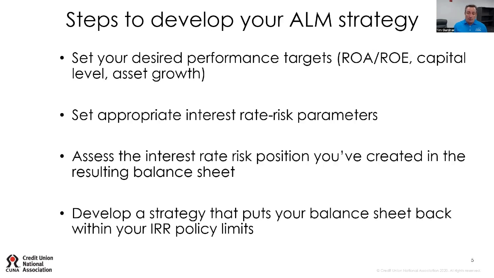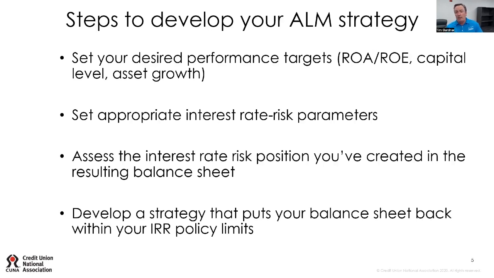And then if we're inside the parameters, that's good. Maybe we can achieve those performance targets. We haven't taken on more risk than we said we're comfortable doing, so we're fine. But if we're outside of those parameters, so maybe our net economic value numbers are too high. In other words, the volatility in our capital is too much. We're outside of our parameters. Well, now I would have to be down here on the 4th bullet point. I need to develop a strategy that's going to help me get back inside of those parameters.